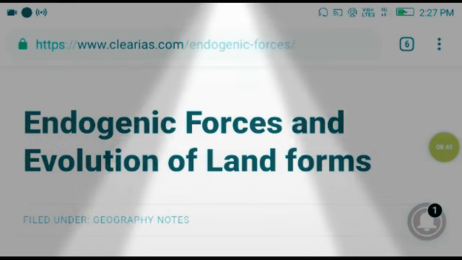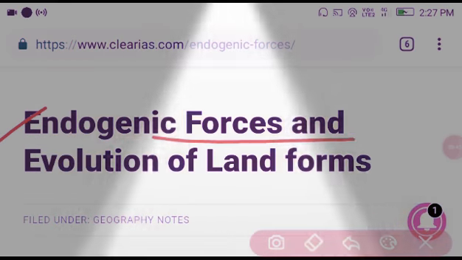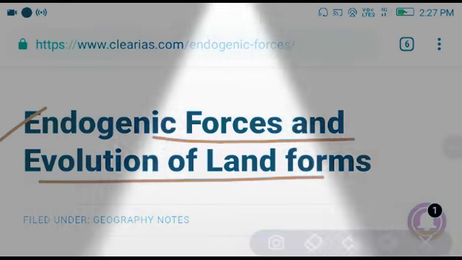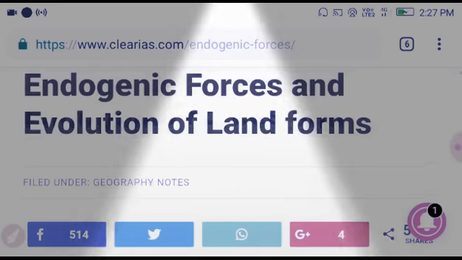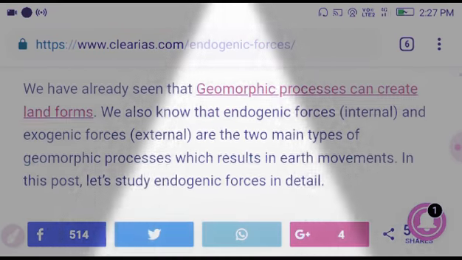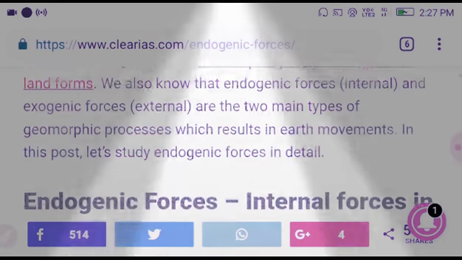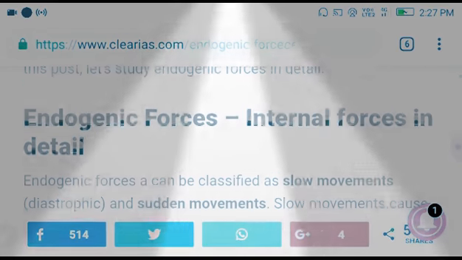Now we discuss endogenic forces and evolution of landforms, the important endogenic forces and how they evolved. We discuss all of them, and you can discuss endogenic forces and internal forces in detail.